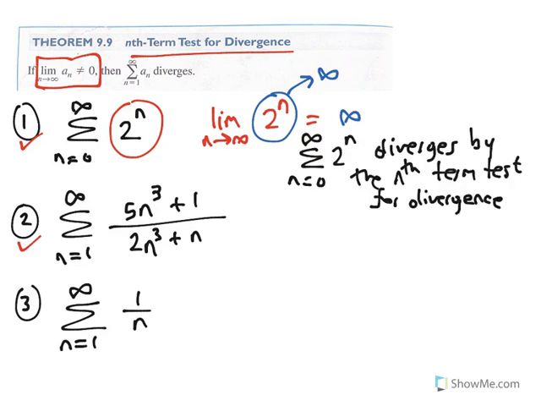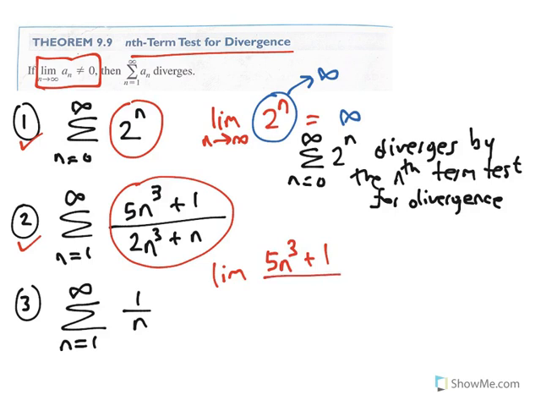Let's take a look at the series for number 2. So we're going to look at the nth term, and we're going to see what happens when we take the limit of the nth term as n approaches infinity. So we take the limit of 5 times n to the third plus 1 over, not 5, but over 2 times n to the third plus n as n approaches infinity.